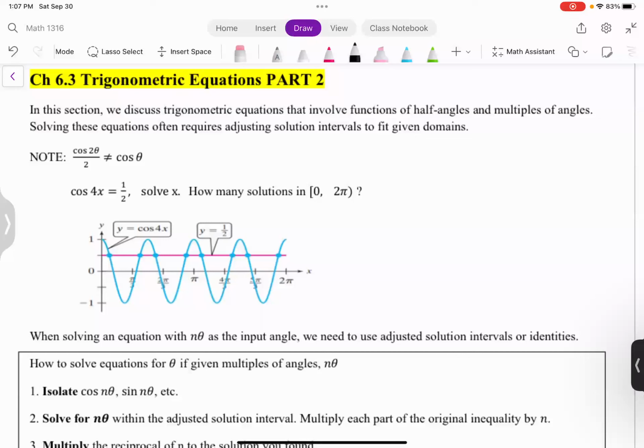We are learning chapter 6.3, Trigonometric Equations, part 2. In this section, we discuss trigonometric equations that involve functions of half angles and multiple angles.